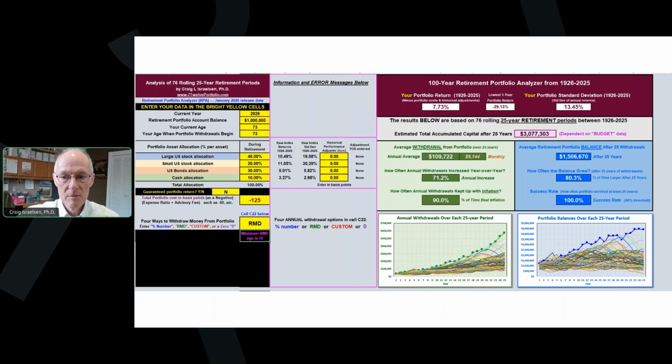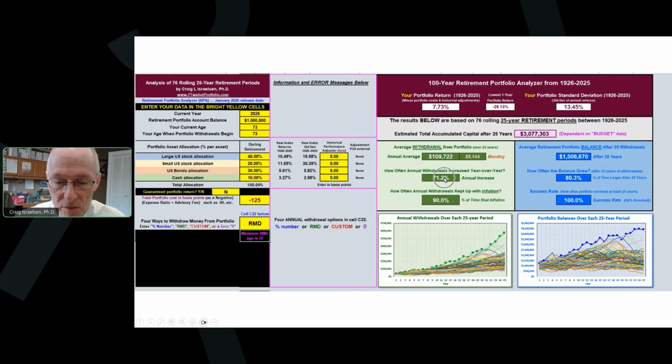How do we know it's growing? Well, we look over in the blue section. What was the average balance after 25 years? It was 1.5 million. Whoa, that's the average. What was the start? The start was $1 million. How often did the portfolio balance grow? 80.3% of the time. How often did it survive, meaning it had a positive balance above zero? 100% of the time. How often did the withdrawals increase year over year?